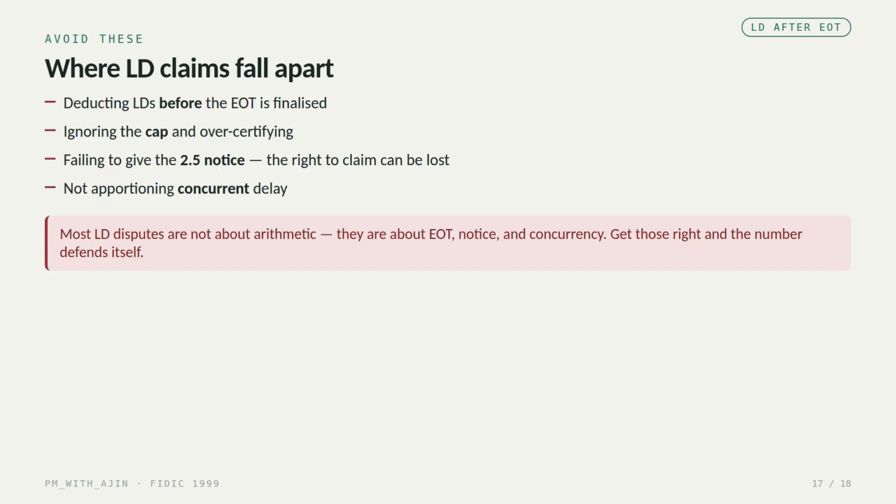Let's flag where LD claims fall apart, so you can avoid it. Deducting liquidated damages before the EOT is finalized, ignoring the cap and over-certifying, failing to give the 2.5 notice, which can cost the employer the right to claim altogether, and not apportioning concurrent delay. Notice that most LD disputes aren't really about the arithmetic. They are about the EOT, the notice, and concurrency. Get those three right, and the number defends itself.